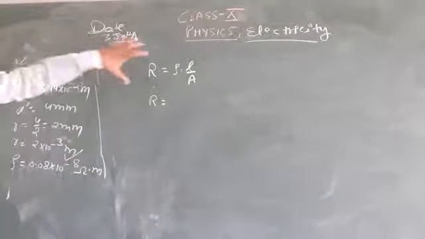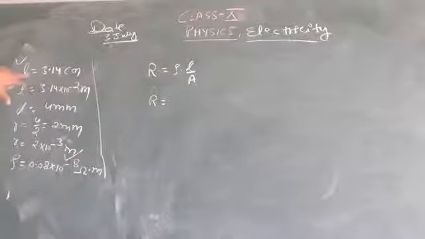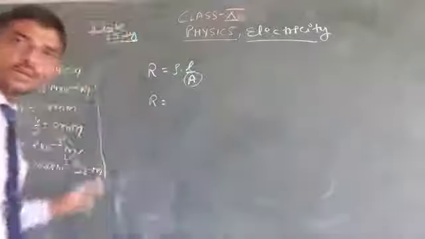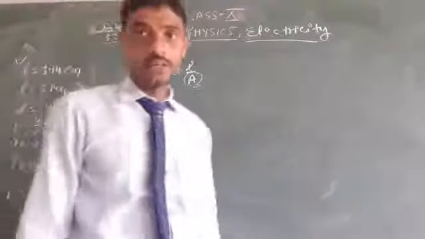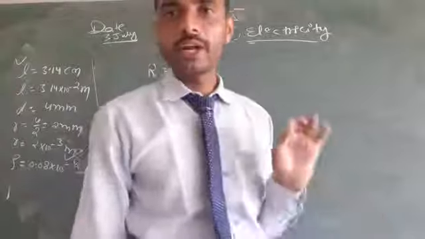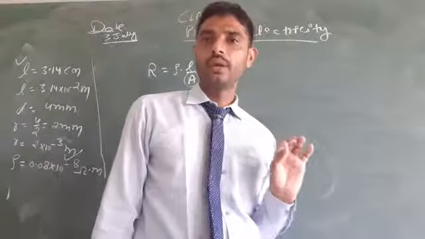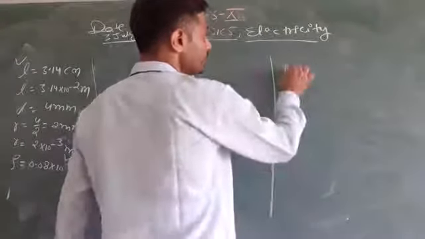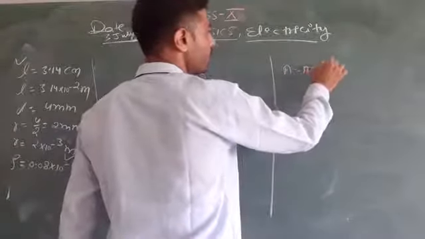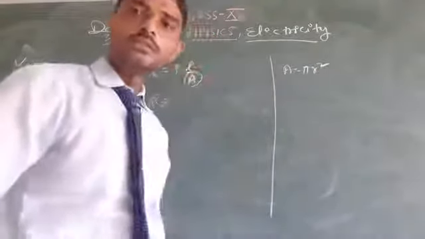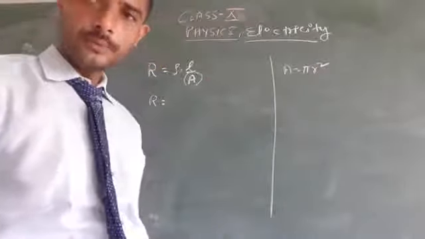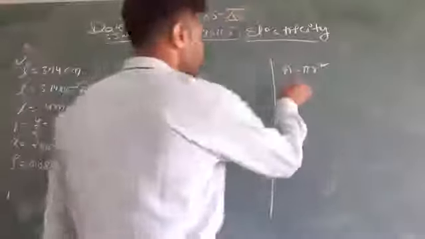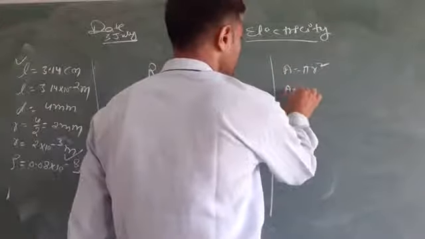In this formula, all values are given, length and resistivity. But this is area. Area is not given directly. First, you have to find the value of area. So as you know, A equal to pi r square. This is the value of R. A equal to pi r square.